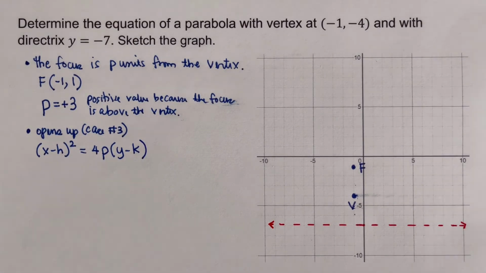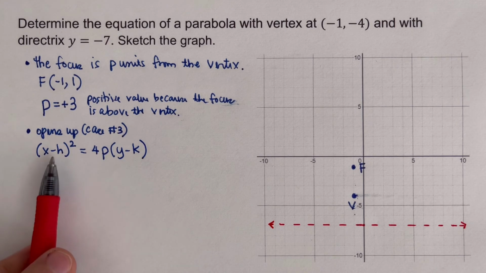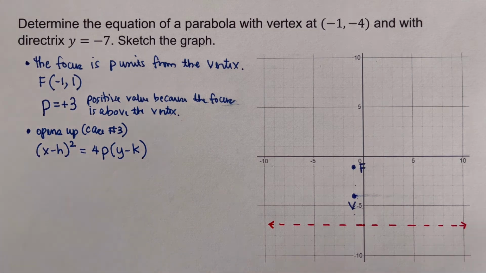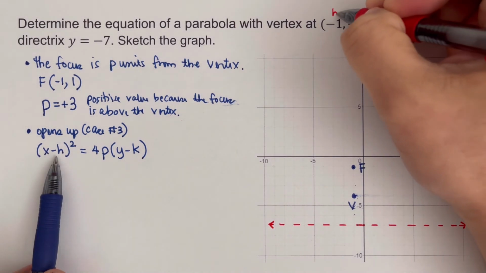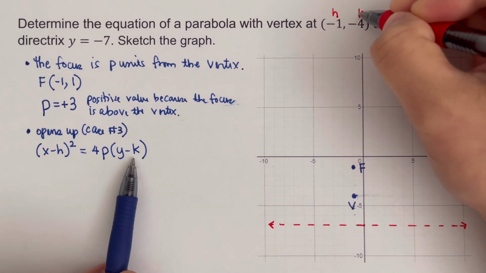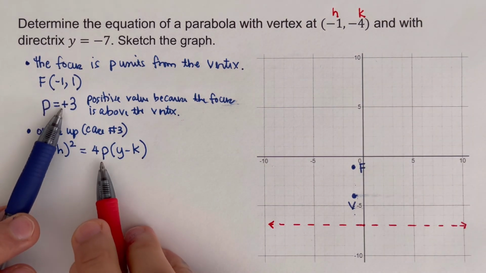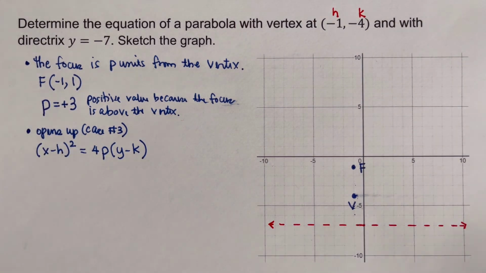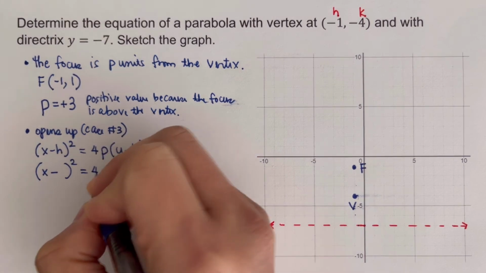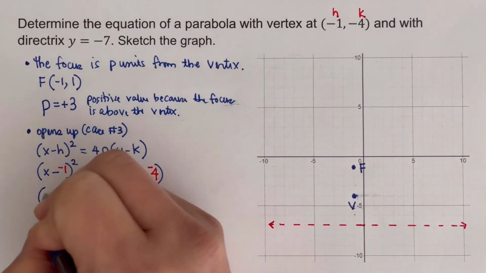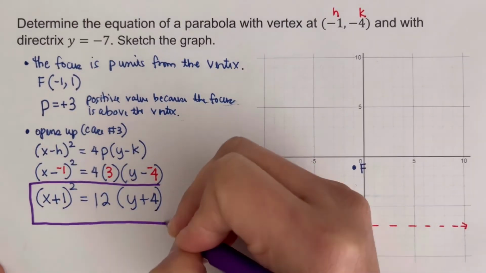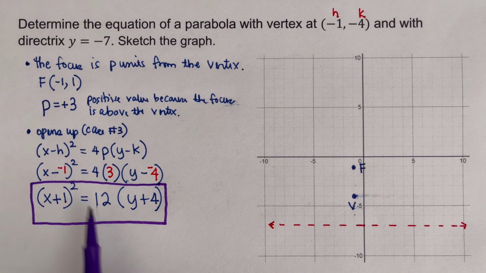Okay, now what we do is we plug in the values of h and k. Now remember, h and k is the vertex. This represents our h, this represents our k, and I will plug the value of p into here. And so our equation would come out. So this is the equation of this word problem that we have up there.